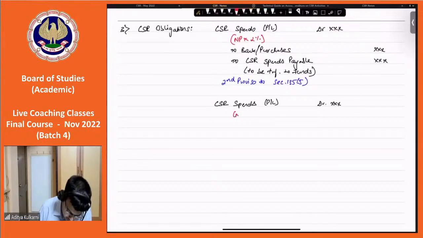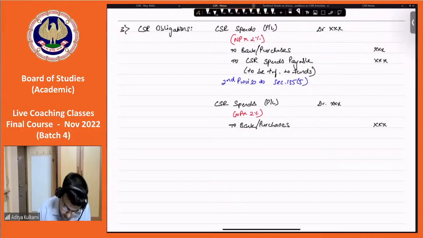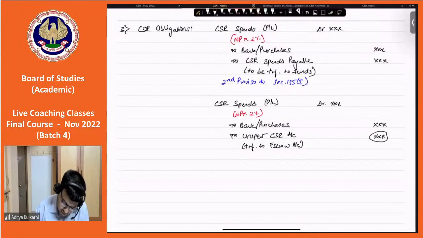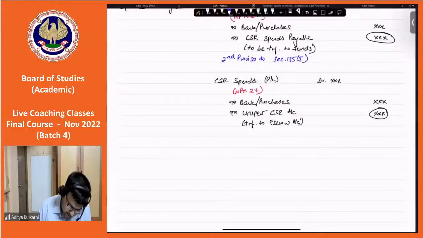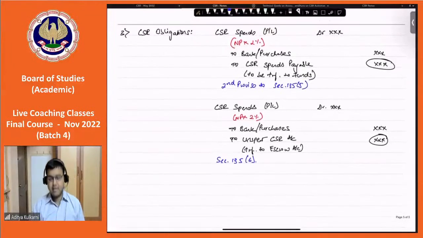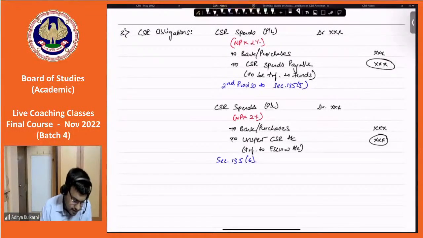This will be the full 2%, net profit into 2%, to bank or purchases, and you create a liability for what is not incurred, to unspent CSR account, transfer to escrow account. Okay. Obviously, this will be a balancing figure. This is section 135(6). This is section 135 subsection 6. So this is your entry that you are going to pass.